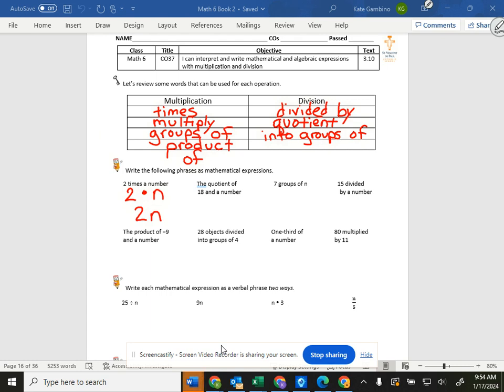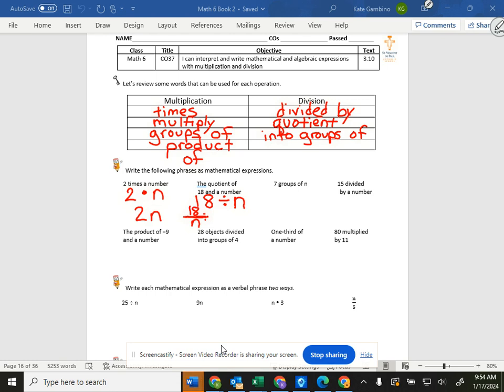Our next one, the quotient of 18 and a number. What would that look like? Melanie? 18 divided by n. So you could do 18 divided by n. If I were to write this as a fraction, what would it look like? Zelda? 18 over n. Because remember, that fraction bar means we are dividing. So if you put the 2 dots there, that's the division symbol. So it would be 18 divided by n.